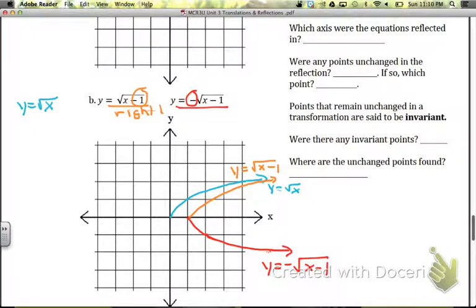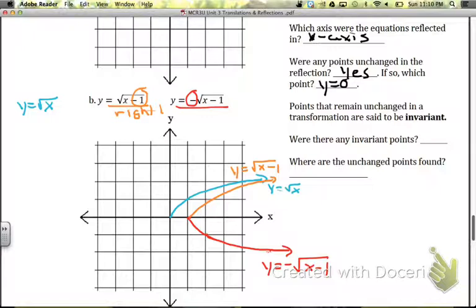And now let's go ahead and answer some of these questions. Which axes were the equations reflected in? I've said it numerous times now, so I'm hoping we've caught on to that. So the x-axis. Were any of the points unchanged in the reflection? Yes. If so, which point? The point where y is equal to 0. So it doesn't matter what the x value is, wherever y is equal to 0, that point is actually going to be unchanged.